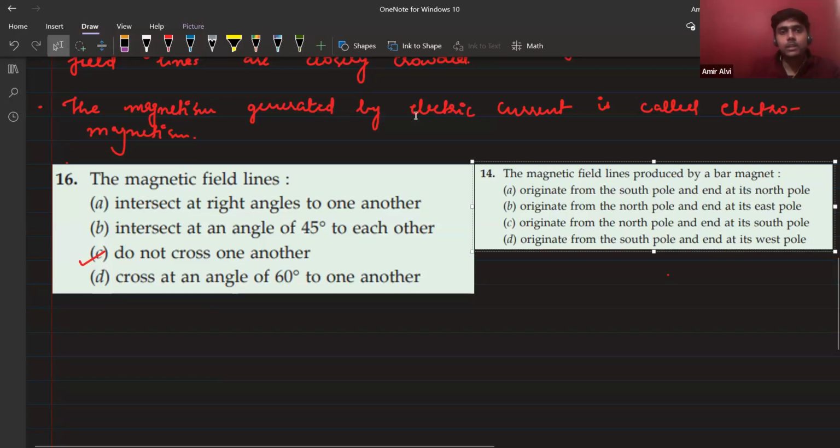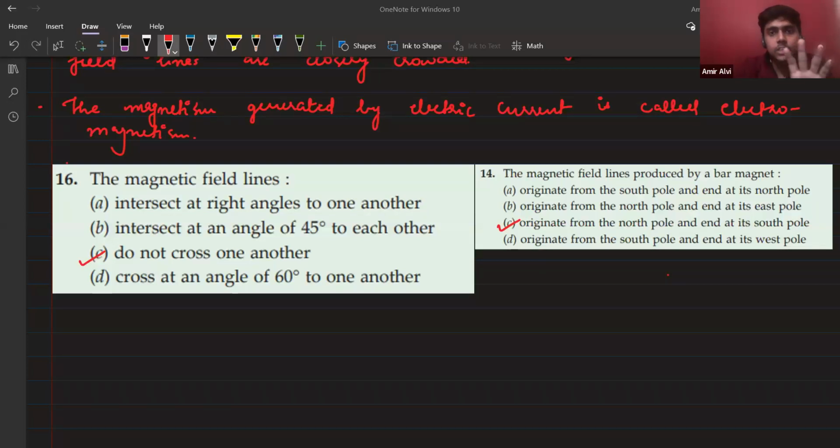Okay. Tell me the answer. C, they originate from the North Pole and end at the South Pole. Yes, very good. That's the second one. So these will be the types of questions from this topic, not from the whole chapter, only from this topic.